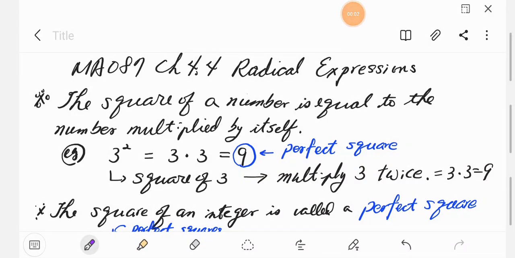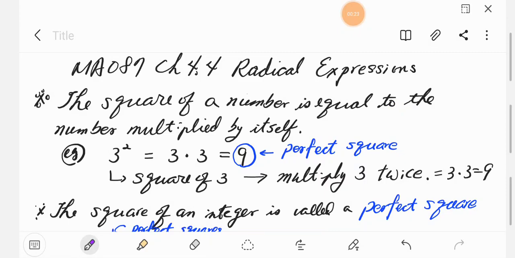Chapter 4.4 Radical Expressions. Before we learn radical expressions, let's check the square of a number. The square of a number is what you get when you multiply the number twice. So the square of a number is equal to the number multiplied by itself.